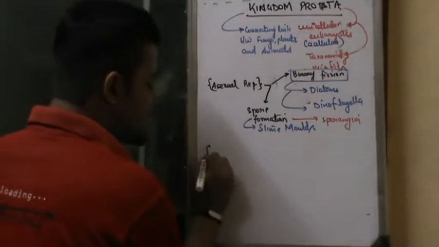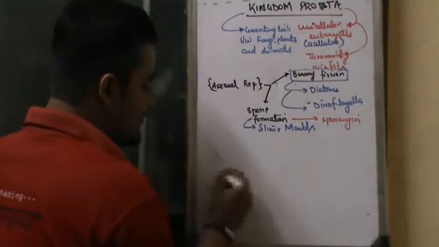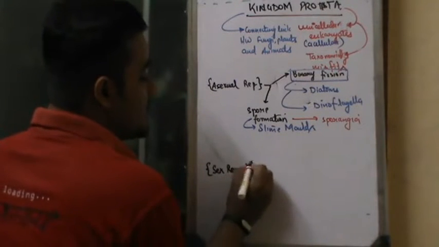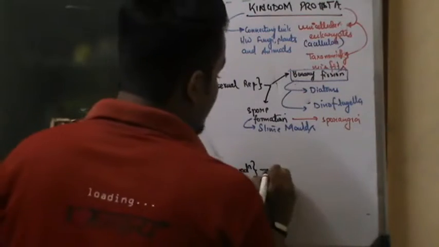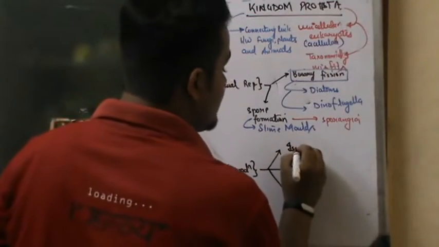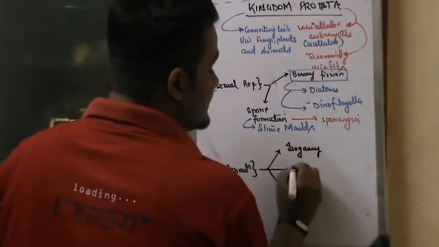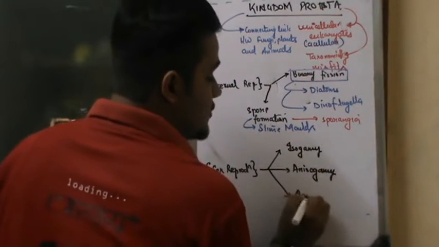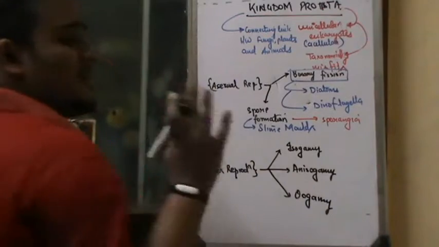Very important: most of you have doubt in sexual reproduction. Sexual reproduction in protistans is of three types. One is called isogamy, another is called anisogamy, and the other is called oogamy. Everyone has confusion in this, a lot of confusion.